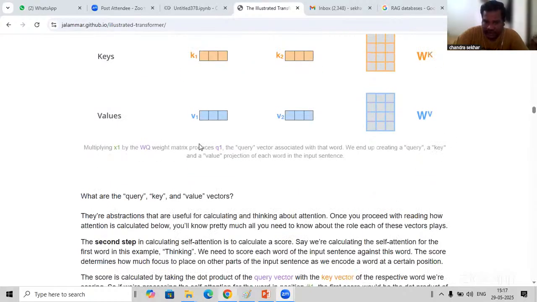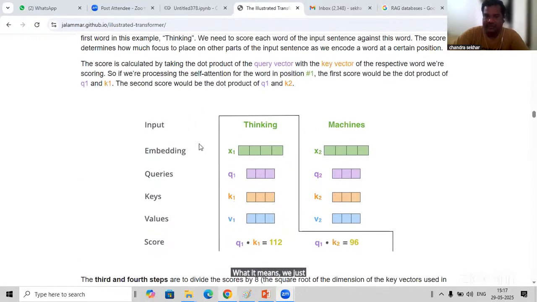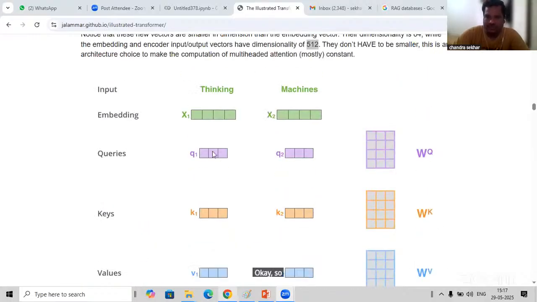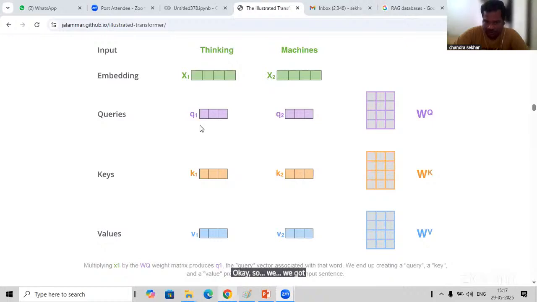What it means, we just keep aside for a while. First, try to understand the mathematical meaning. So we got query, we got key, we got a value, and we have the corresponding weights. I will show you what is the meaning.